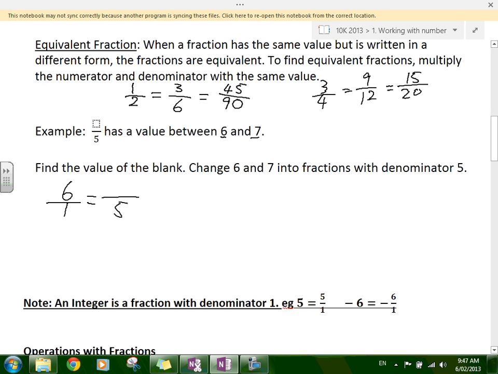Times it by 5. Okay. So we times it by 5 here. So if we times the bottom by 5, what do we have to do with the top? Okay, we also have to times it by 5. So we end up with 30 over 5.